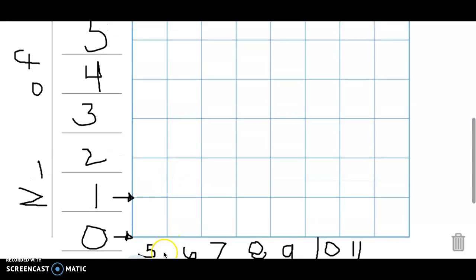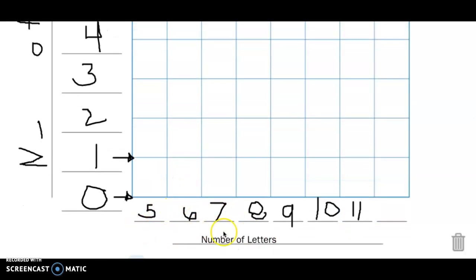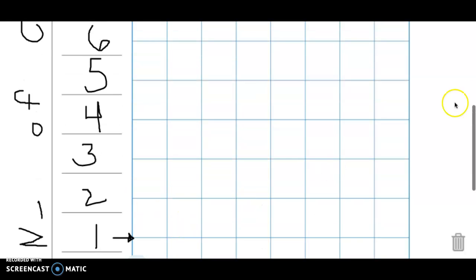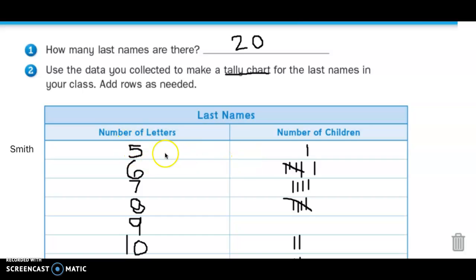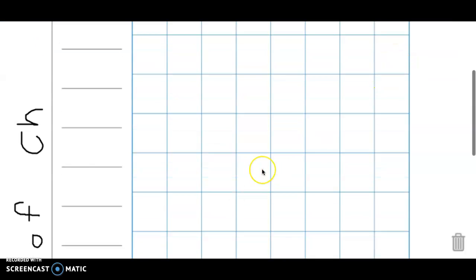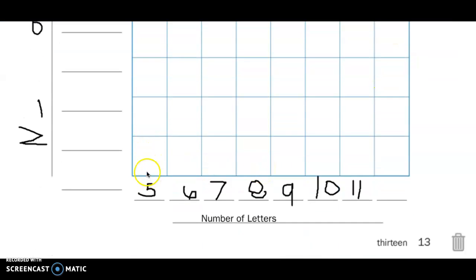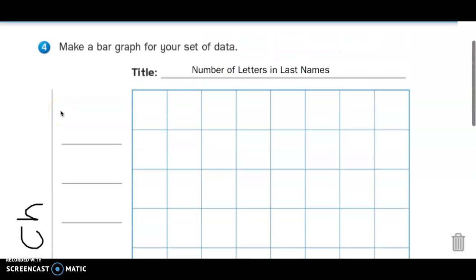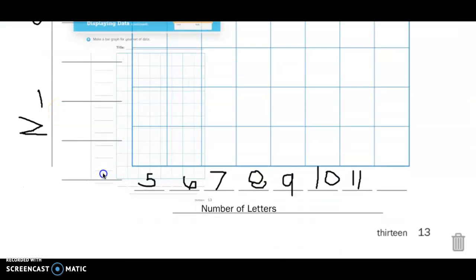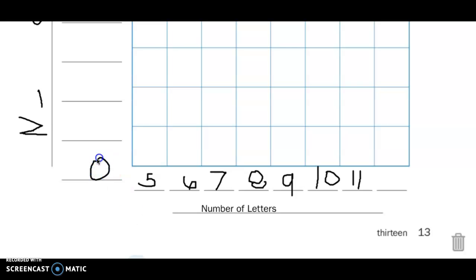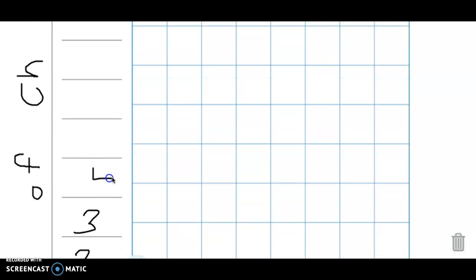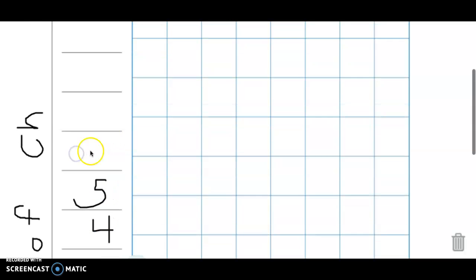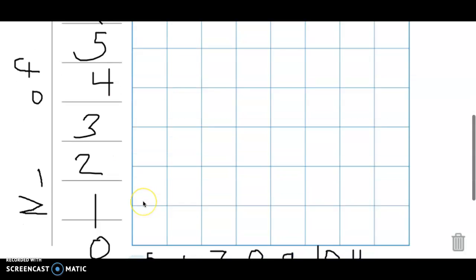Okay, now I need to know how many kids had 5 letters in their last name. Well, let's look back at our tally chart. How many students had 5 letters? Just our 1 student. So how would I color my bar graph? Well, here's 5, so I need to, oh, and where did these numbers go? That's sad. Okay, I'll fill them back in quick. 0, 1, 2, 3, 4, 5. Thanks for sticking with me, you guys. 6. And that's all we really need to go to right now.